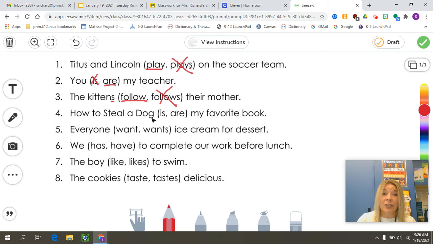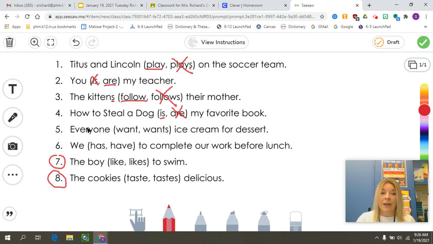How to Steal a Dog blank my favorite book. How to Steal a Dog is my favorite book. How to Steal a Dog are my favorite book. Well, this is one book. So this one book is my favorite, not are. Let's just do two more together. Let's go way down to the bottom. Let's look at 7 and 8.